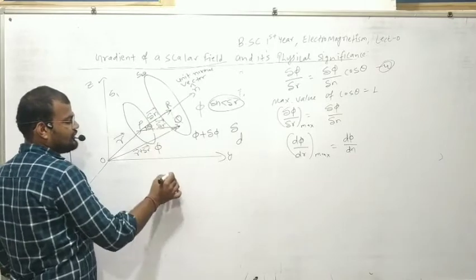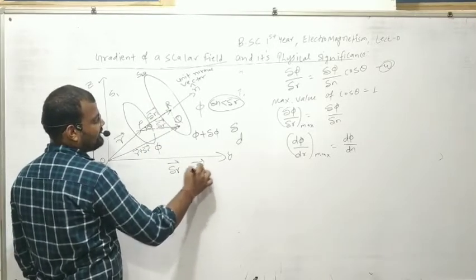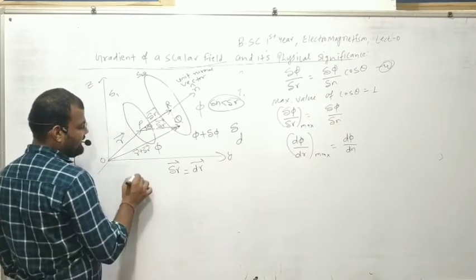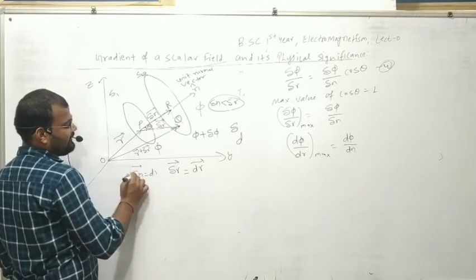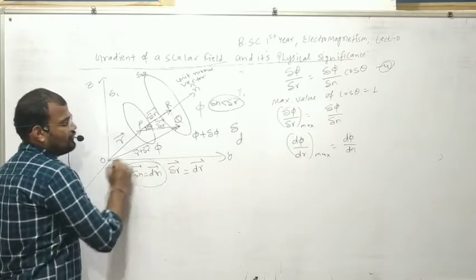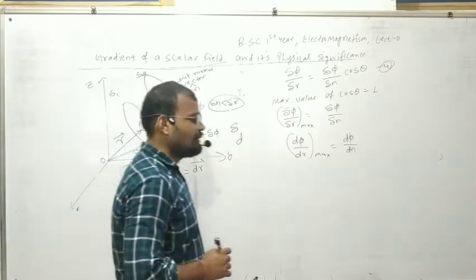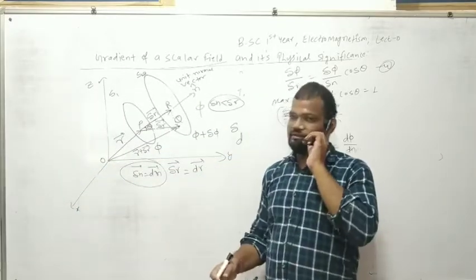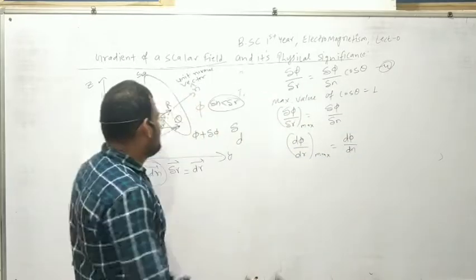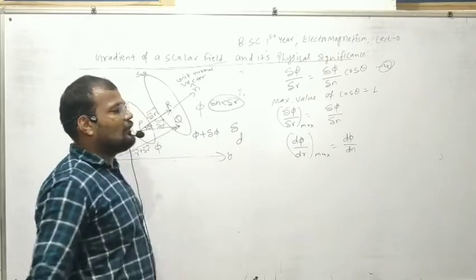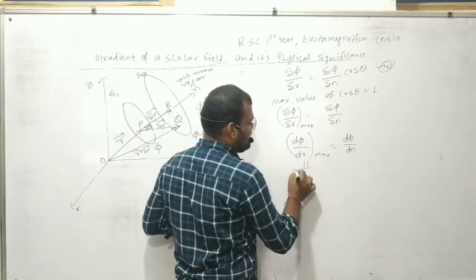Here you can write del r or you can write dr vector. Both are same. Here dn vector or del n vector, both are correct. Either you can write del r or dr vector, either you can write del n or dn vector. Okay. So d phi over dr max equal to d phi over dn, and this is your gradient phi.